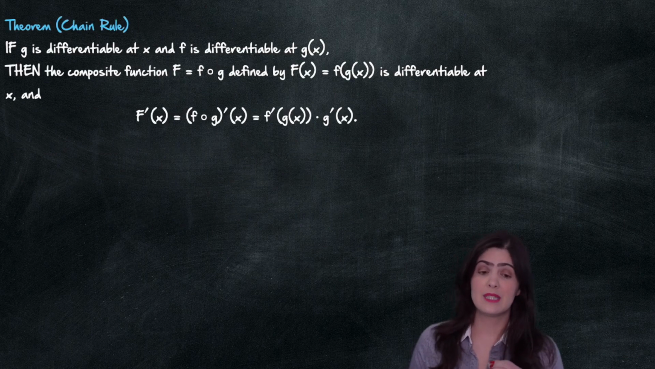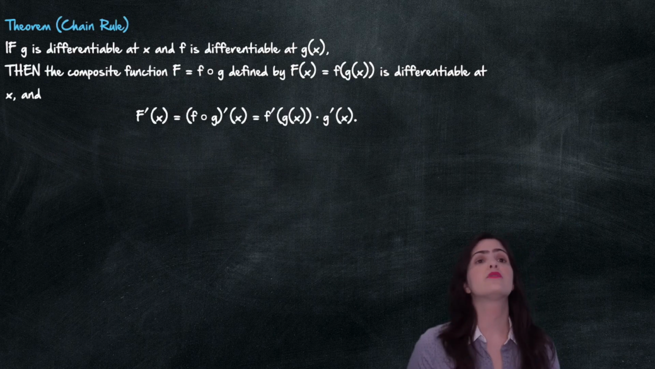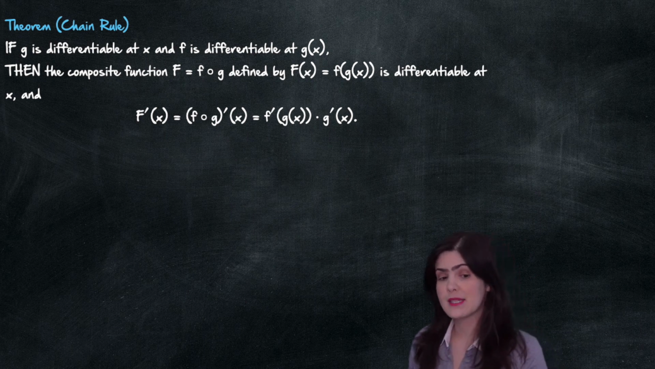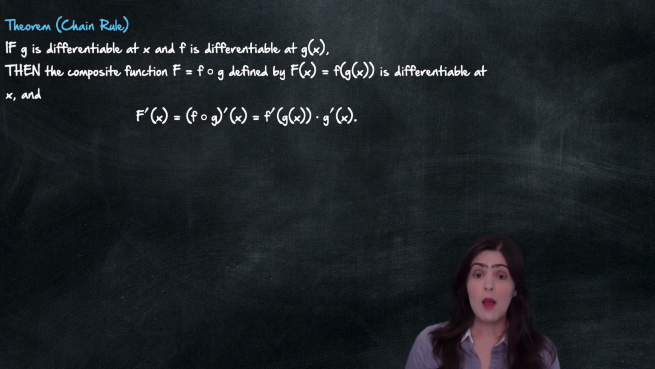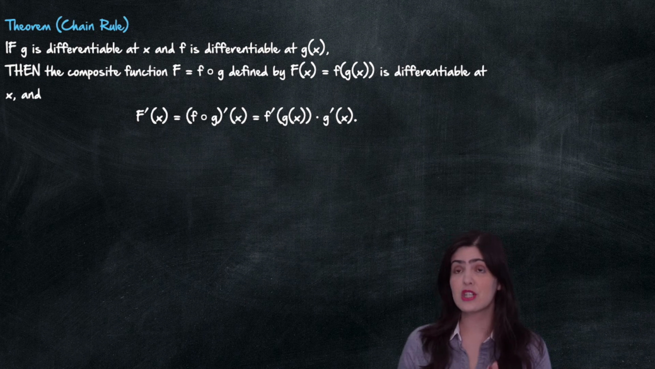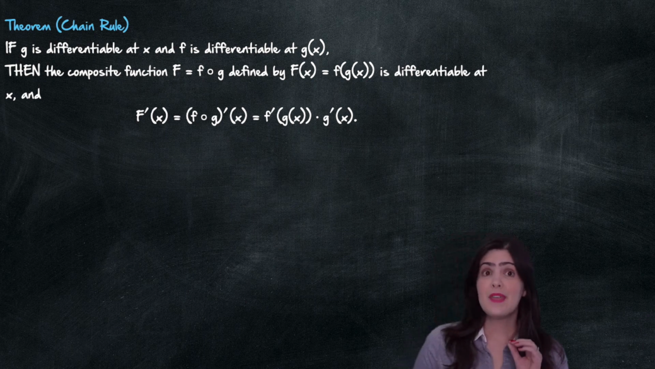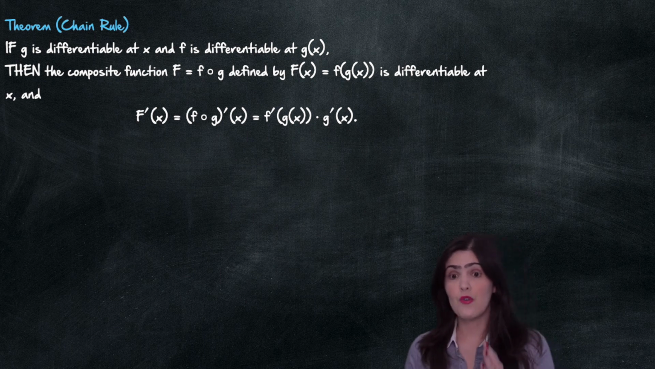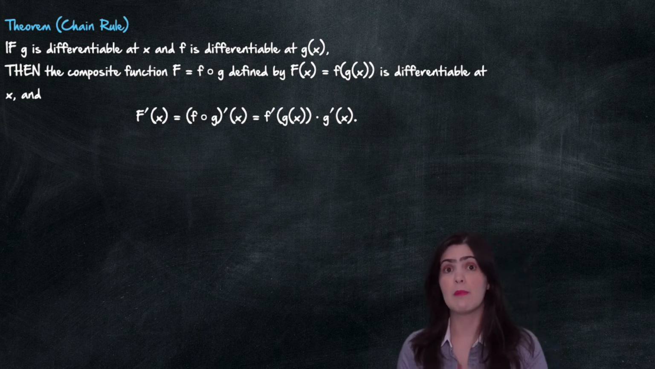So what the chain rule is telling me is that if I know that g is differentiable at x and that f is differentiable at g of x, then the composition defined by f of g of x is differentiable at x, and the derivative is given by f prime of g of x times g prime of x.